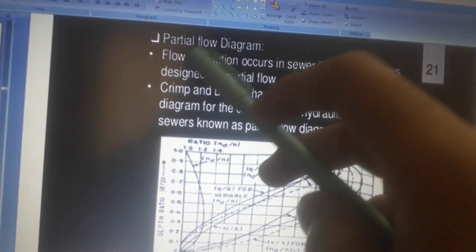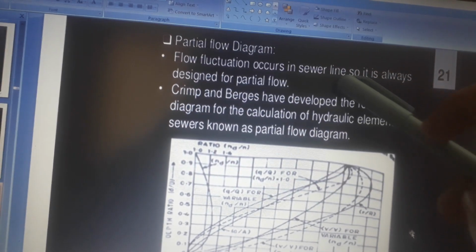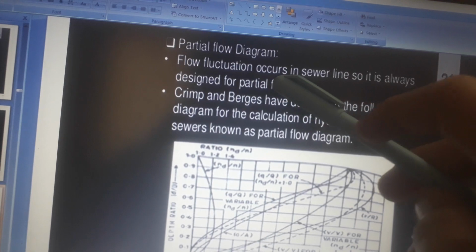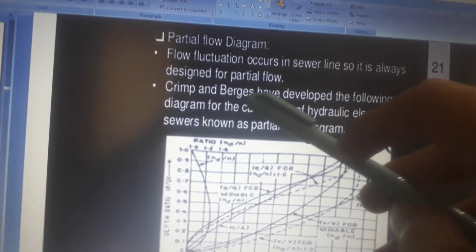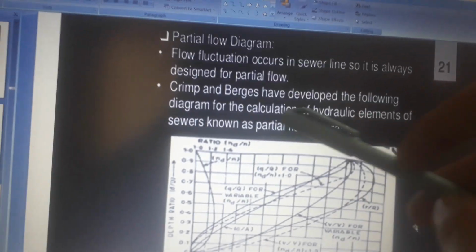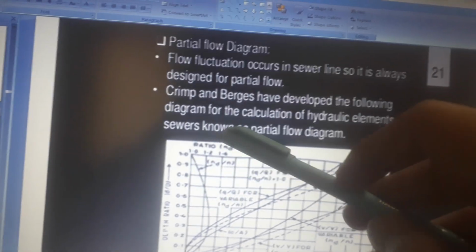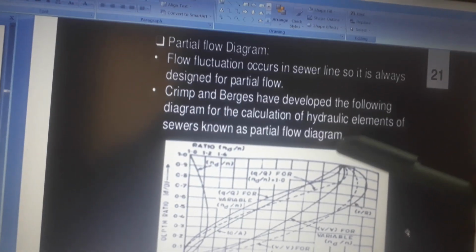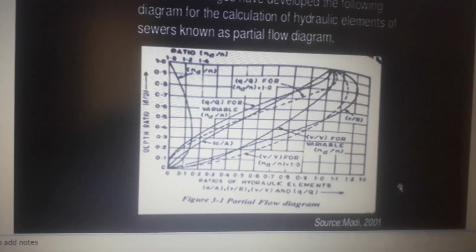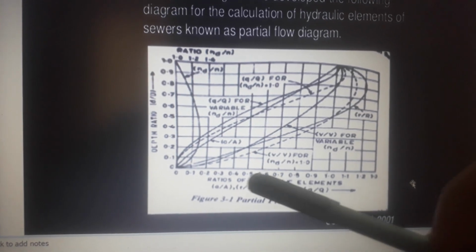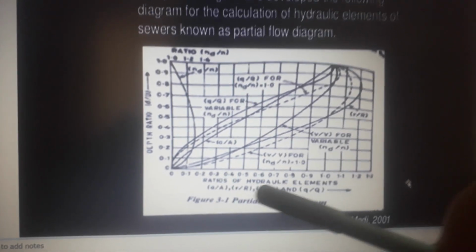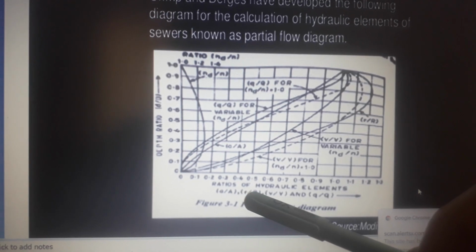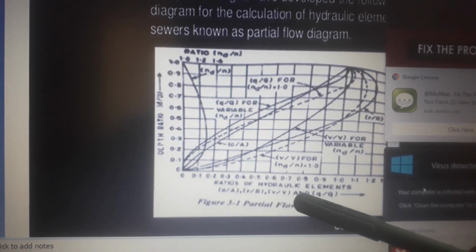Partial flow diagram. Flow fluctuation occurs in a sewer line, so it is always designed for partial flow. Crimp and Burgess developed the following diagram for the calculation of hydraulic elements of sewers, known as the partial flow diagram. Ratio of hydraulic elements: a/A, r/R, v/V and q/Q.